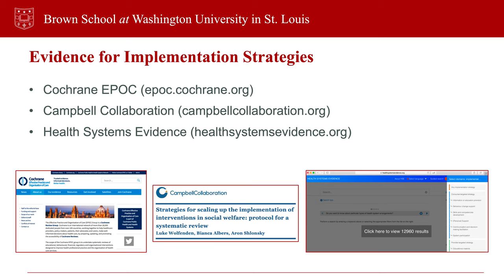The Campbell Collaboration, which is really a sister organization of Cochrane, has begun to conduct a number of reviews of knowledge translation or implementation strategies. And then finally, Health Systems Evidence, which is a site run by McMaster University in Canada, has done a lot of work to compile secondary evidence on implementation strategies. So you can search for specific implementation strategies, and this site will give you graded systematic reviews and meta-analyses to provide some insights on the specific strategies that you're looking at.